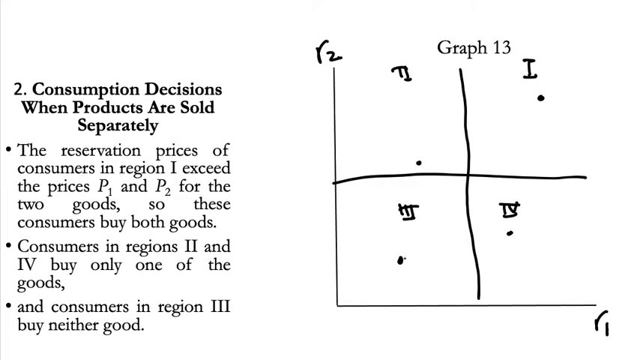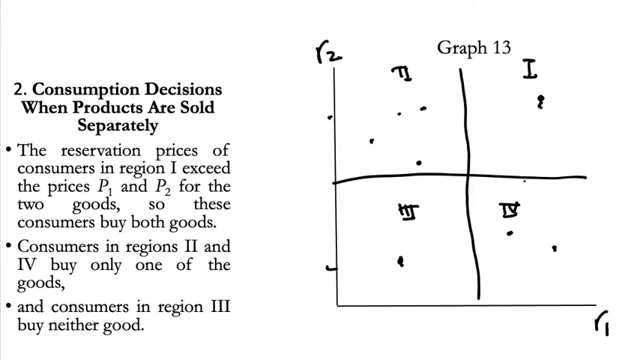If you see here, reservation price for good 2 is very low. Reservation price for good 1 is also very low. What do you think happens to this consumer? Would it buy both goods? Neither product will be purchased by this consumer, isn't it? But if it is here, both products will be purchased by this consumer. What about here? Reservation price for good 2 is higher, reservation price of good 1 is very low. So here the consumer will purchase good 2 only, not good 1. Here the consumer will purchase good 1 only, not good 2. Can you see? All right.